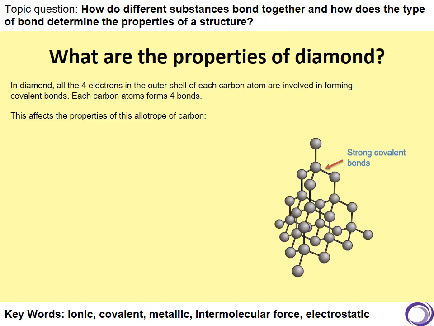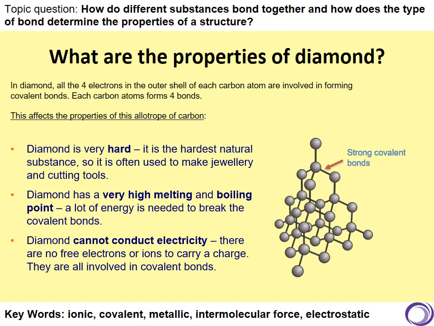So what are the properties of diamond? Well, if we look at the diagram, we can see that all 4 electrons in the outer shell of the carbon are involved in bonding because each carbon atom forms 4 single covalent bonds. And this will affect the properties of this type of carbon. So diamond is very hard. It's the hardest natural substance, and this means that we often use it for things like jewellery and cutting tools.